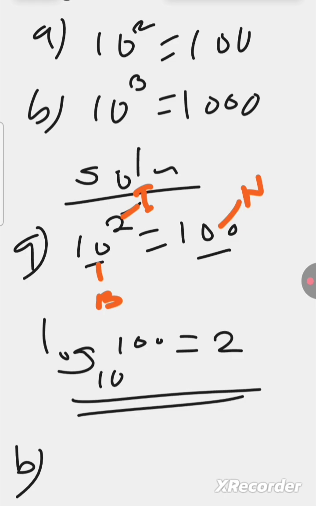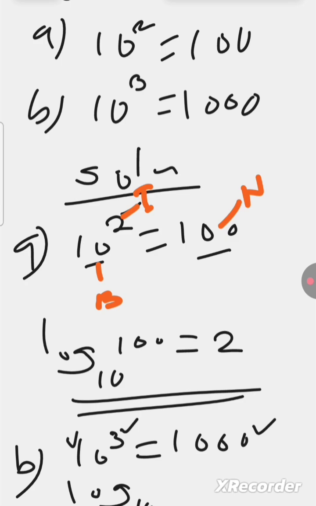B, you have 10 power 3 equals 1000. We have said 3 is our index, 10 is our base, and 1000 is our number. So this is written as the logarithm to base 10 of our number 1000 is equal to 3. And that's how simple we write the index form in logarithm form.